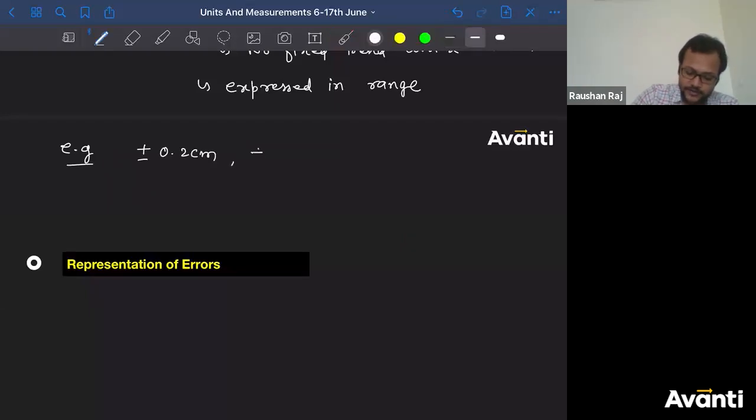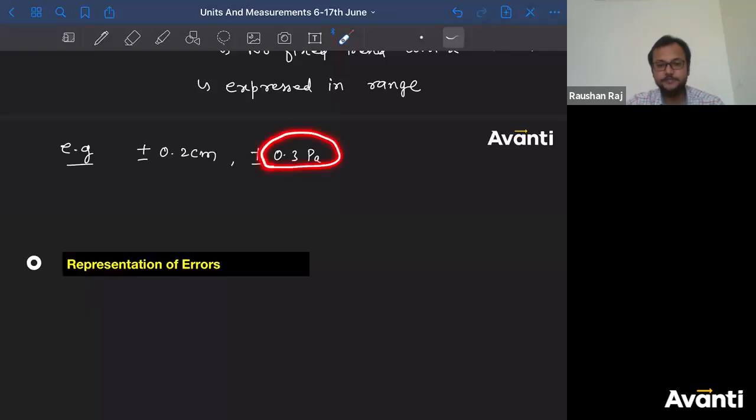So similarly, if you're having plus minus 0.3 Pascal, that means when you measured pressure, there will be a variation of plus minus 0.3 Pascal. So when you get plus and minus, both the signs are there. That means which kind of error are we talking about? We are talking about random error or indeterminate error. All right, guys. So please remember this. If you're having plus minus, that is a random or indeterminate error. Only plus or only minus, that is called systematic error or determinate error.